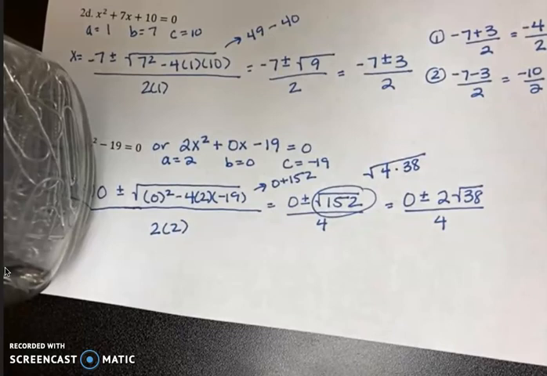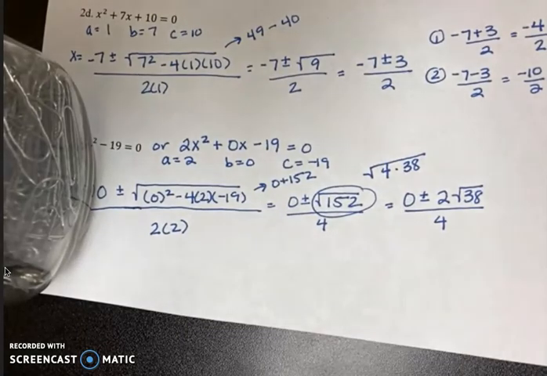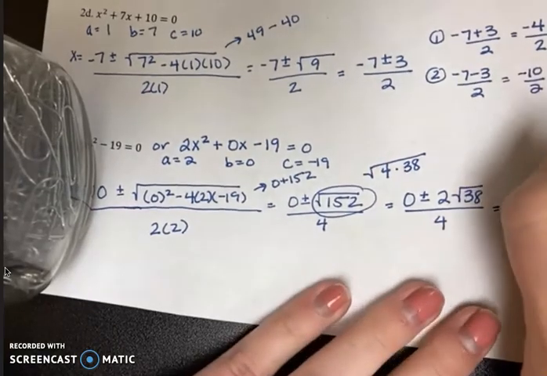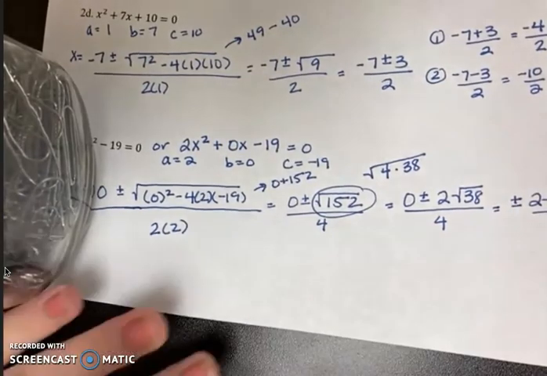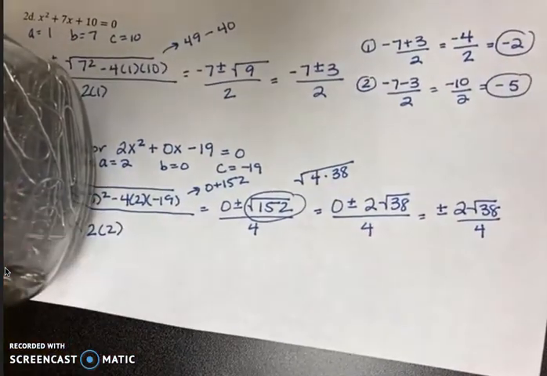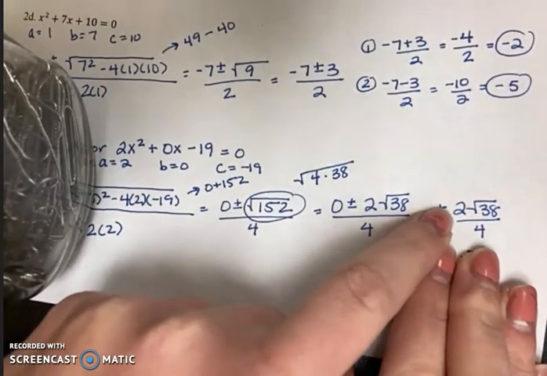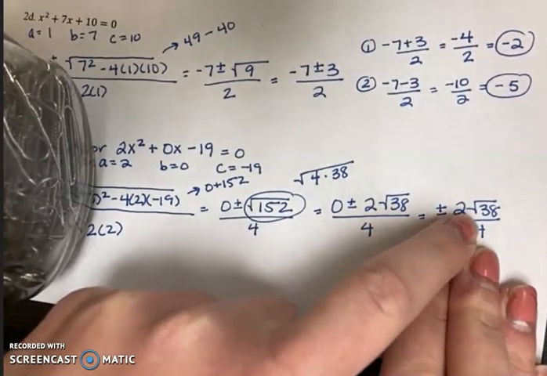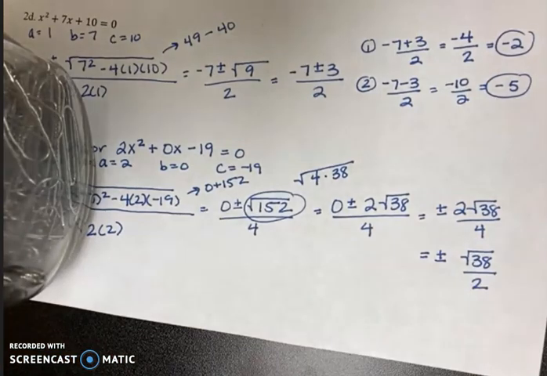What I'd like to do now is get rid of this 0. It's not important. Really, this is plus or minus 2 root 38 over 4. The 2 over 4 does simplify to 1/2, so that would leave me with plus or minus root 38 over 2.